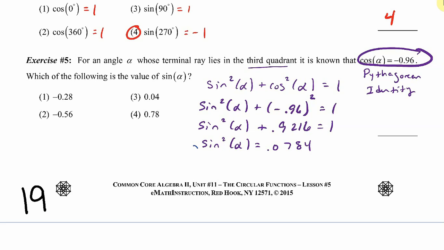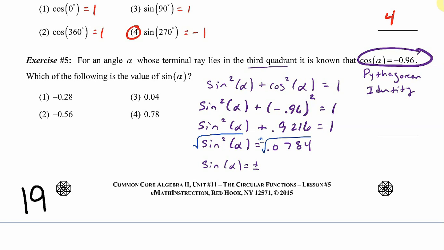Well, we got to take the square root of both sides. But we got to remember to put a plus and minus in front of the right-hand side. So what are we looking at? Taking the square root, we're going to get sine of alpha equals plus or minus, and now again, just use your calculator, take the square root of that value.